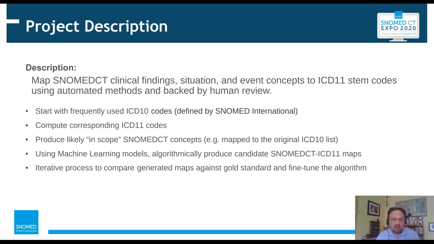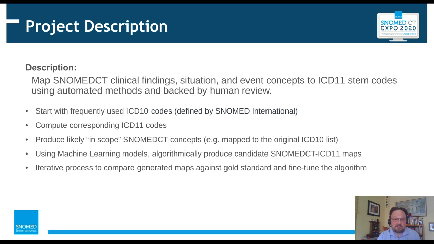Then we went back and took the ICD-10 maps and found all of the SNOMED concepts mapped to that original set of ICD-10 codes, and put them in scope as the source scope of this mapping project. So essentially mapping from about 84,000 SNOMED concepts to 13,500 ICD-11 codes. For this project, we used a variety of machine learning models that we built and algorithms to produce essentially an automated SNOMED to ICD-11 map that was human reviewed as a mechanism to qualify it.